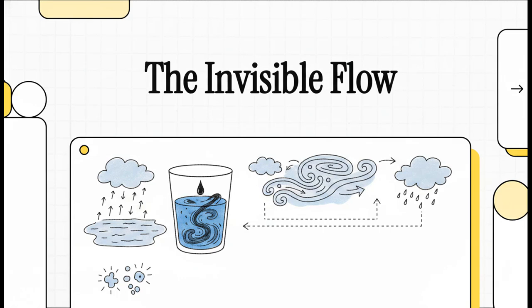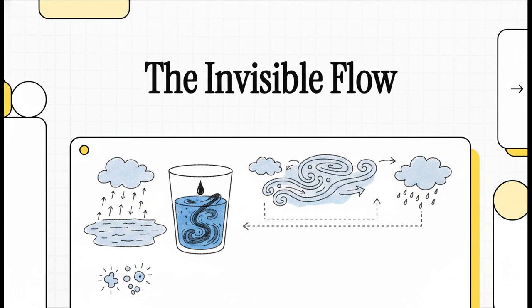Have you ever actually stopped to wonder how water from a massive lake just evaporates into the sky to form rain? Or how a single tiny drop of dye can completely change the color of an entire glass of water? Well, today we're exploring exactly that in The Invisible Flow, Demystifying Mass Transfer.